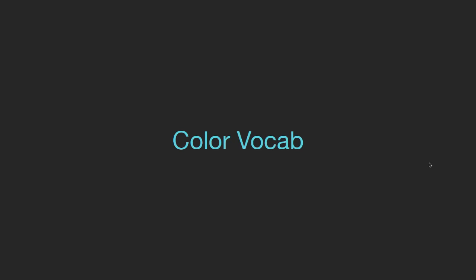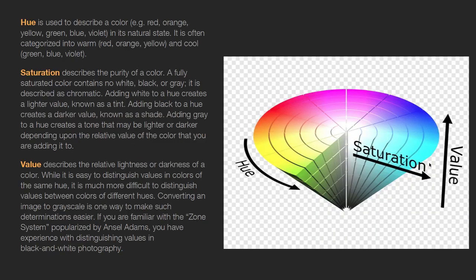So we're going to go over some color vocab. And these are terms that we will use interchangeably, especially once we start looking at playing with color in either Adobe Photoshop or Adobe Lightroom. So hue, saturation, and value is what we're going to look at first.